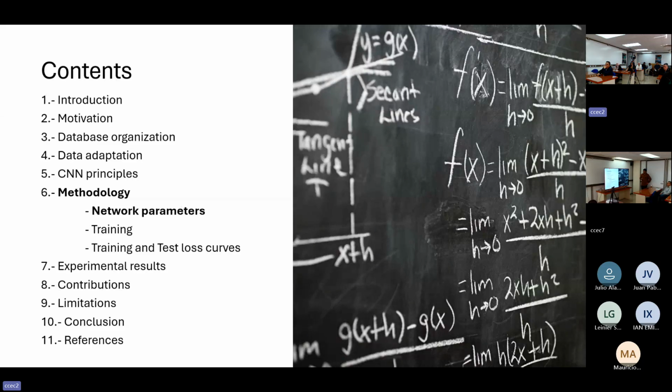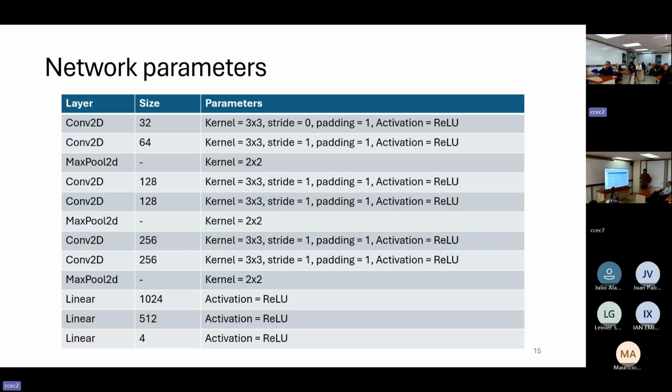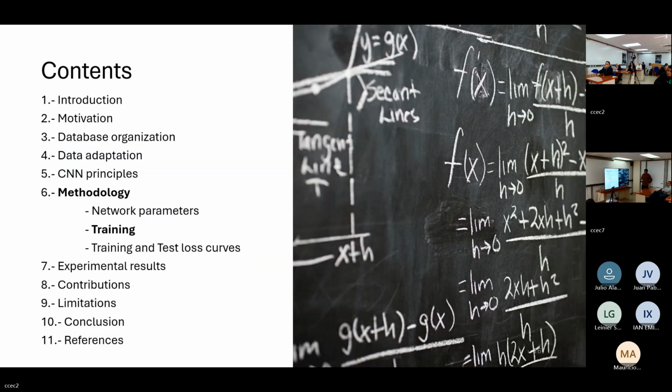How has this network been built? The parameters are shown in this table. As you can see, we have 6 convolutional layers and 3 dimensional reduction layers. The convolutional layers are named Conv2D, the dimensional reduction is max pool, and finally the linear layers are dense layers. This is the architecture.